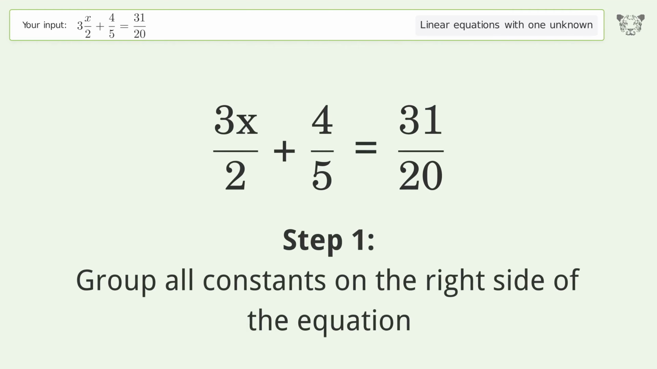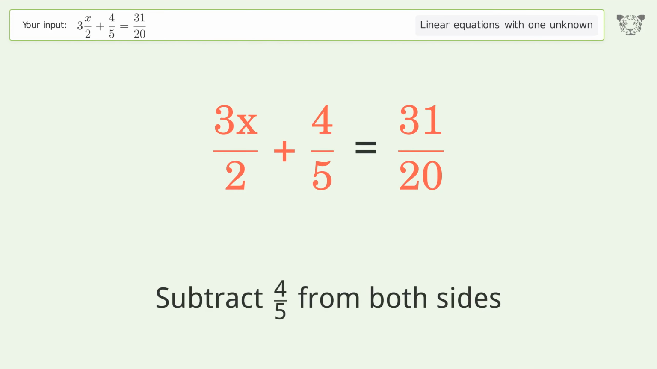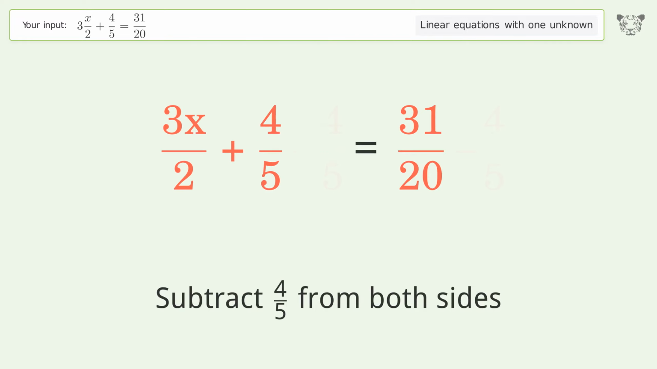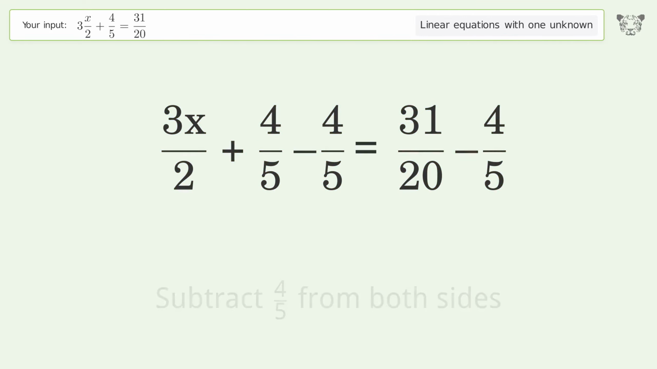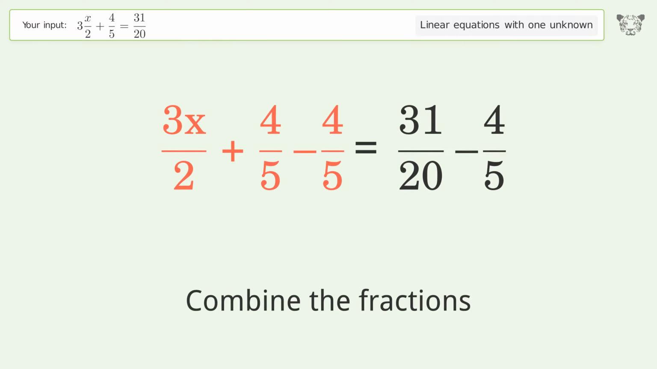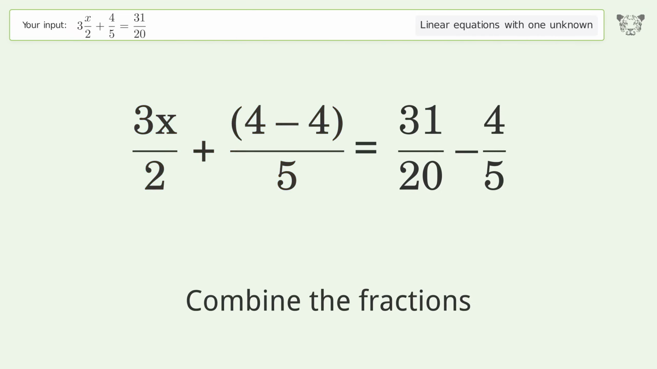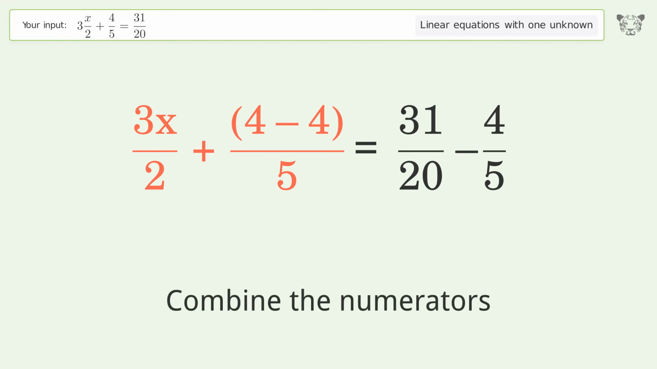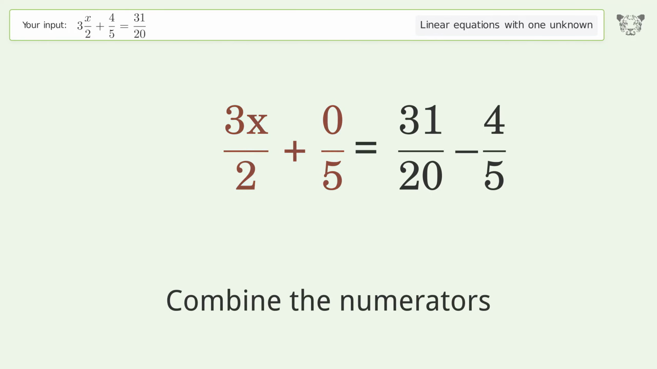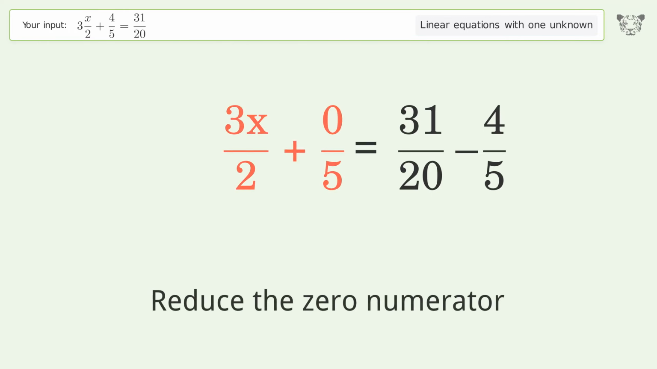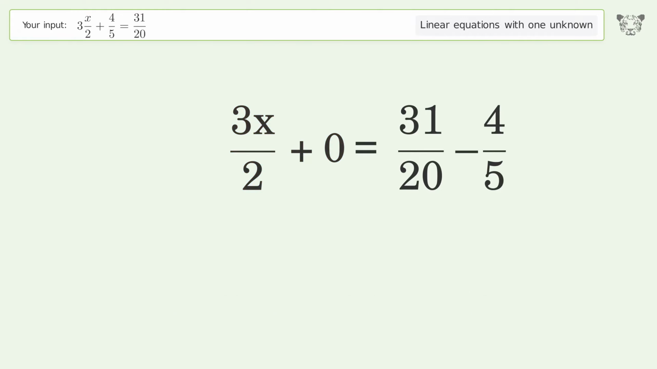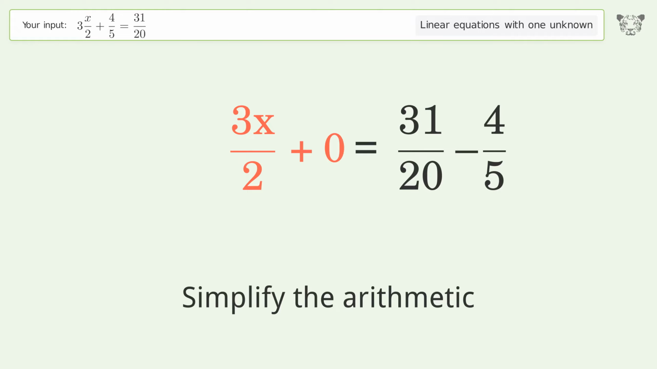Group all constants on the right side of the equation. Subtract 4 over 5 from both sides. Combine the fractions. Combine the numerators. Reduce the zero numerator. Simplify the arithmetic.